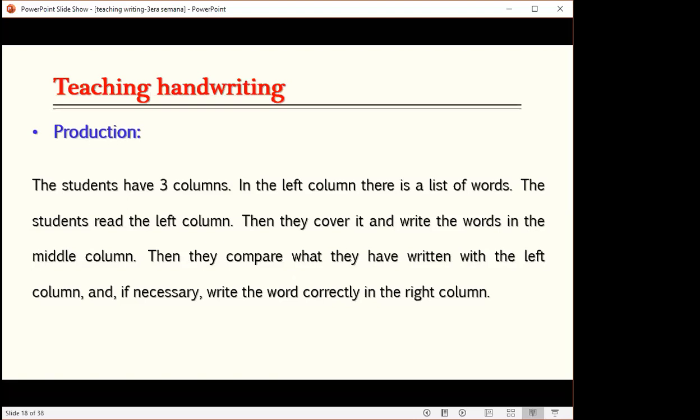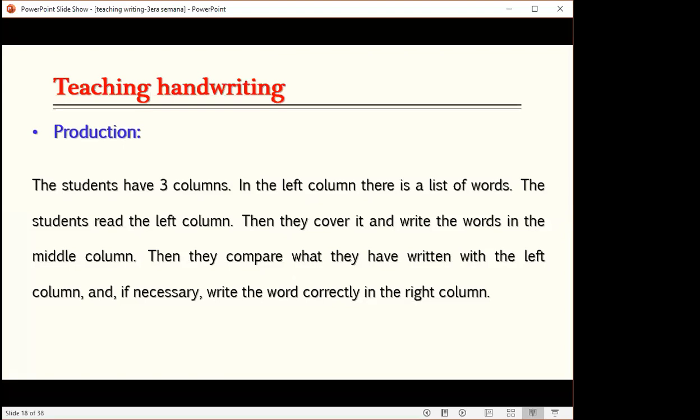So you have 3 columns, remember, 3 columns. In the left column, you have a list of words. And you make your students read that left column. Then you cover the column, and write the words in the middle column. Now they have to compare what they have written in the middle column, so they have to remember, with the left column. And if necessary, write a word correctly in the right column. So you have the 3 columns.